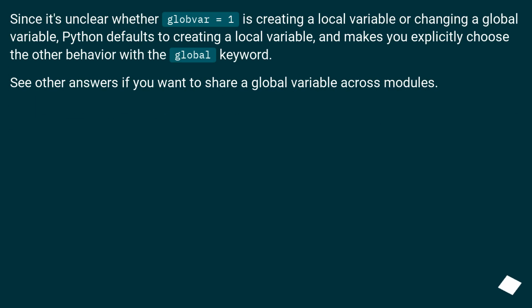Since it's unclear whether globvar = 1 is creating a local variable or changing a global variable, Python defaults to creating a local variable and makes you explicitly choose the other behavior with the global keyword. See other answers if you want to share a global variable across modules.